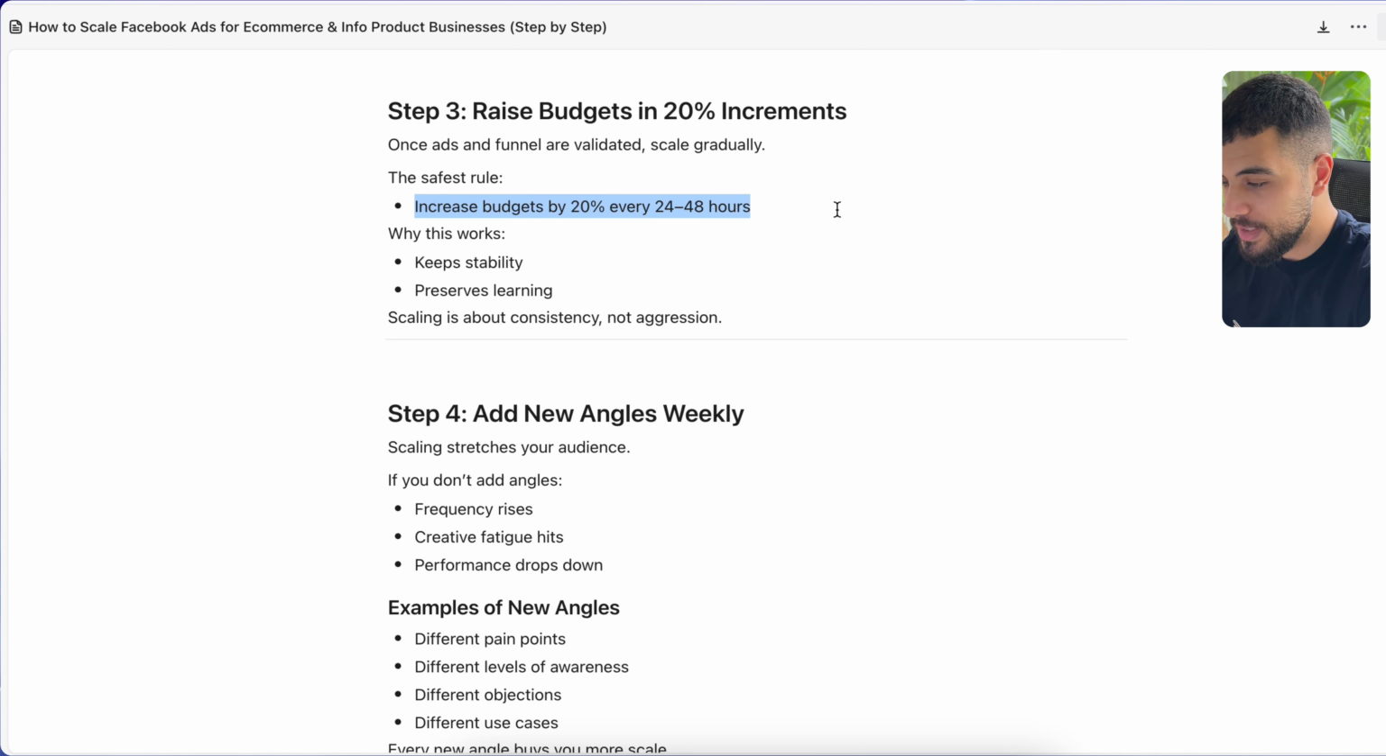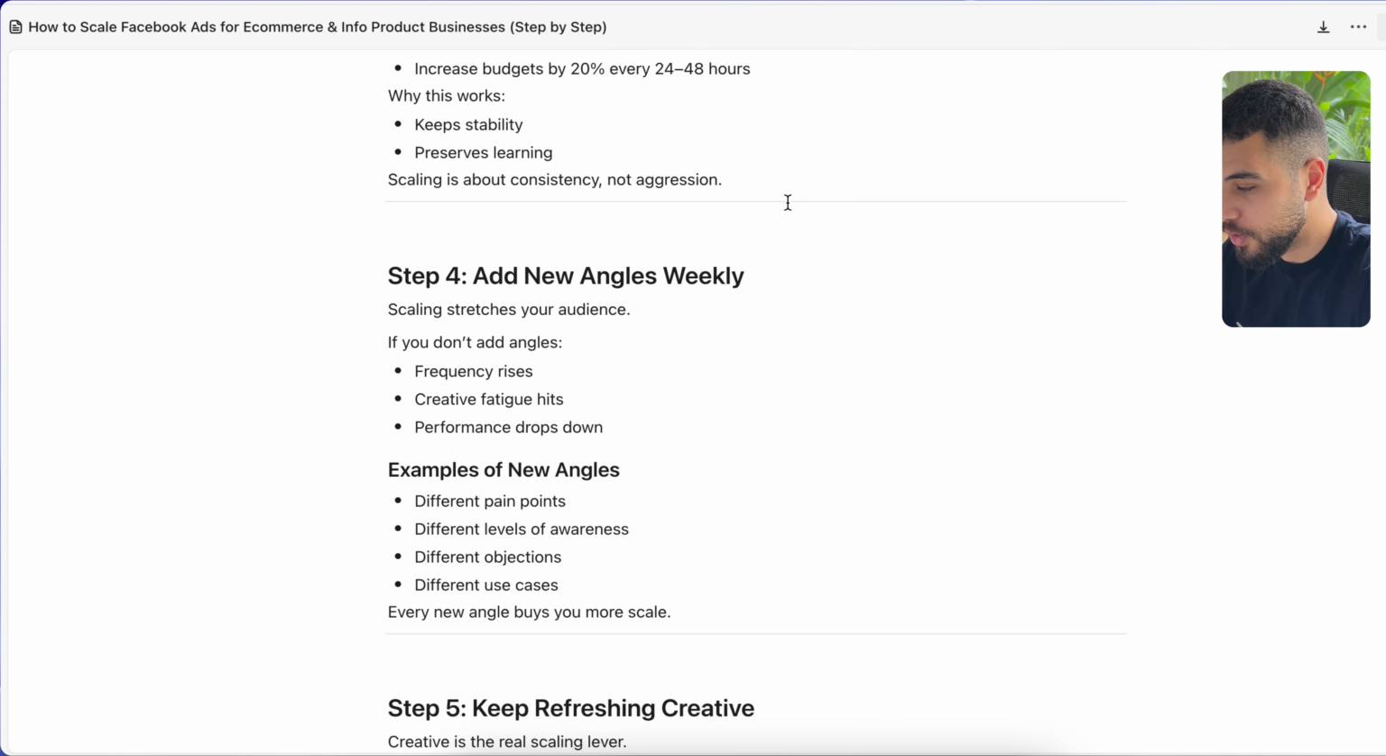So when it comes to increasing and scaling budgets, I recommend increasing budgets by 20% as long as performance is there every 24 to 48 hours. So if you do this over a month, you'll most likely go from $100 a day in ad spend to 1,000 really quick, if not even more, if things are consistent throughout the month overall.